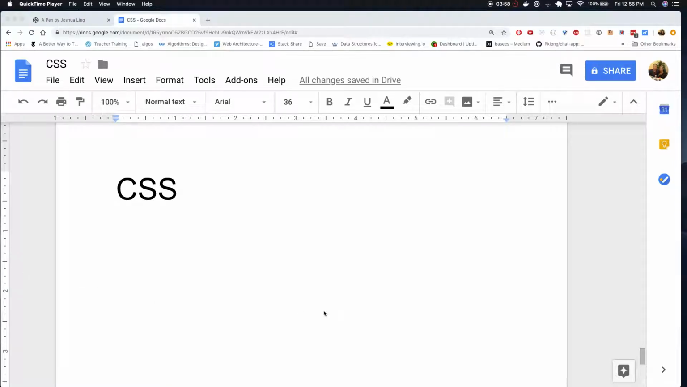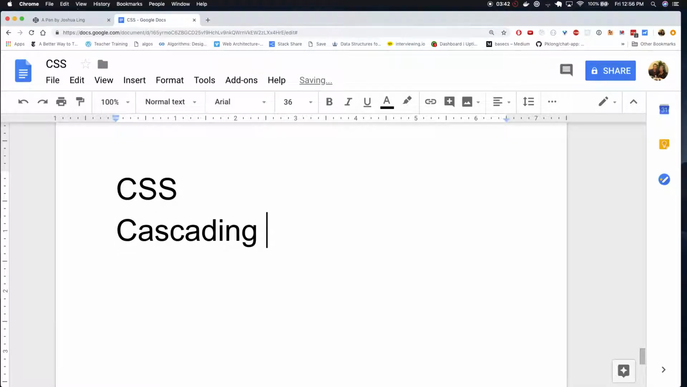All right, so we've been seeing these three letters a lot last week and today as well. So we're going to briefly talk about what in the world CSS actually stands for and why it stands for those words. So CSS stands for Cascading Style Sheets.